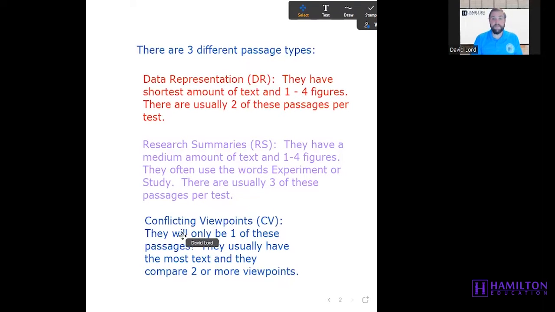And lastly is the conflicting viewpoints. There will only be 1 of these per test, and they usually have the most amount of text, and they compare 2 or more viewpoints. And we'll talk about how to do that one too today. All right, let's get started.